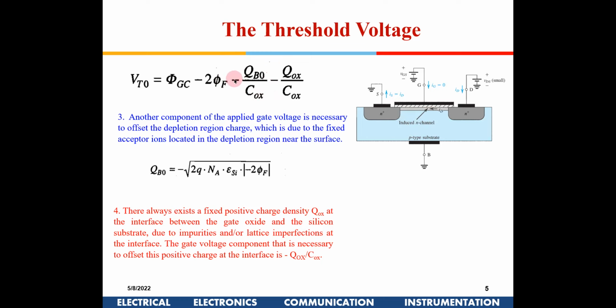Okay. Although there is a negative sign out here, right? Here there is a negative. So ultimately this becomes positive. So these are going to contribute towards an increase in VTO. Actually, these three components. Okay.